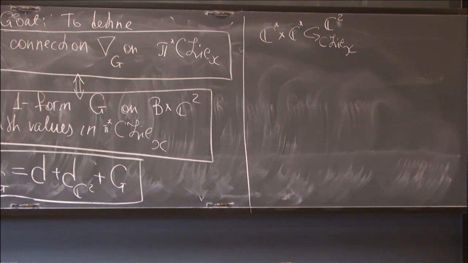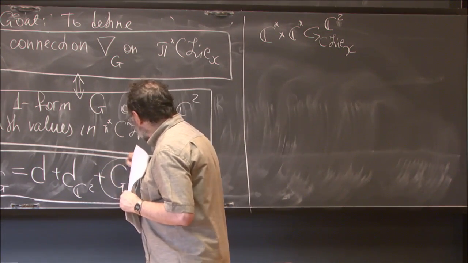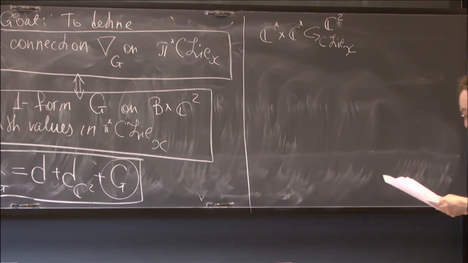Any two connections differ. If you take the difference between two connections, it's a linear map from your bundle to your bundle tensor omega 1. And so I'm going to construct it. So it will be with values in C Lie x, but it acts on itself. Okay, I think I see that. So this explains how we get this G and how this G is going to be used.